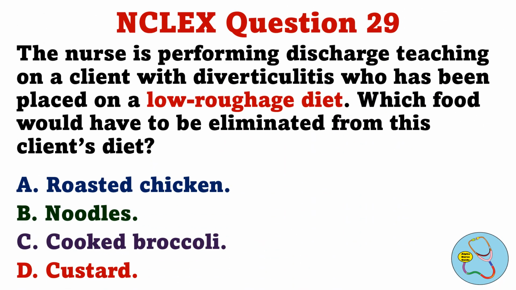The nurse is performing discharge teaching on a client with diverticulitis who has been placed on a low roughage diet. Which food would have to be eliminated from this client's diet? A. Roasted chicken. B. Noodles. C. Cooked broccoli. D. Custard.